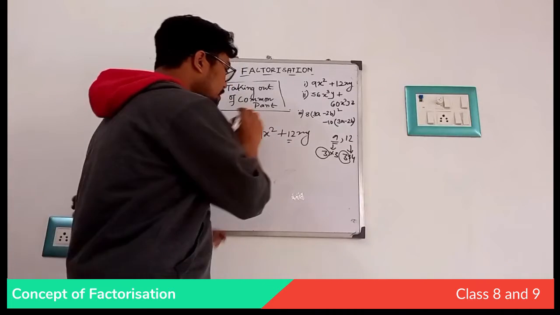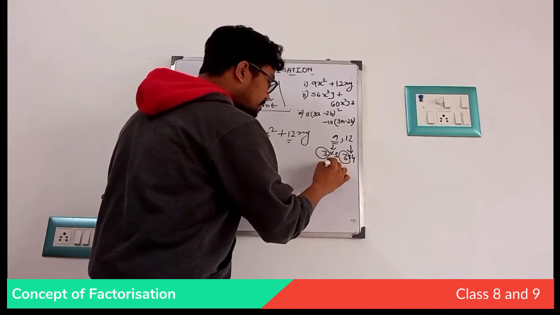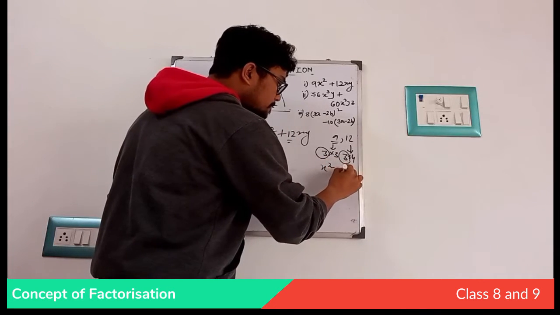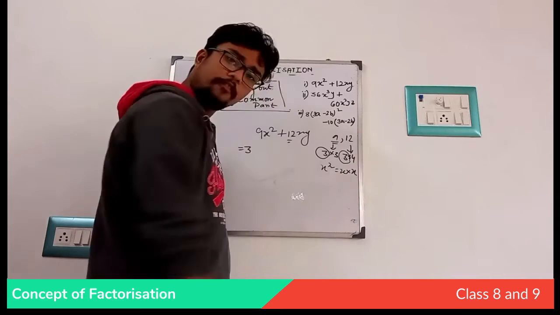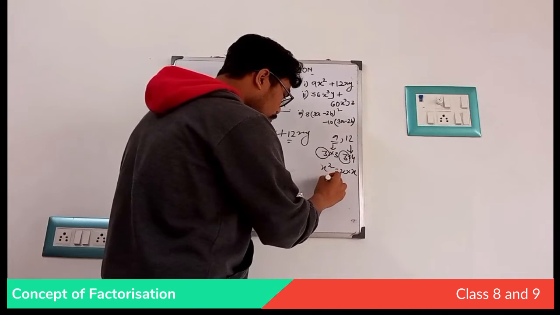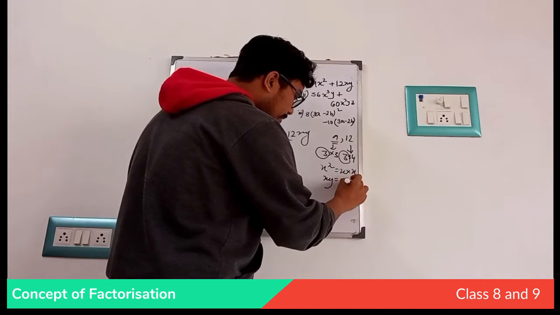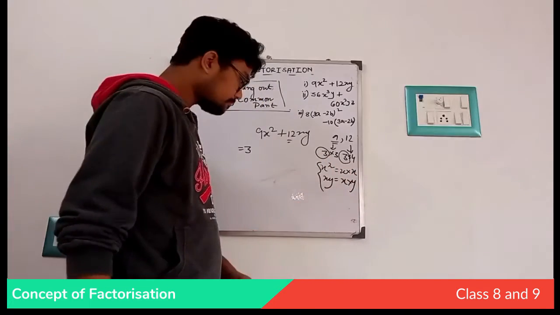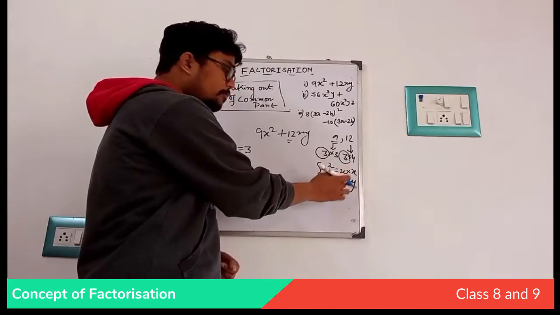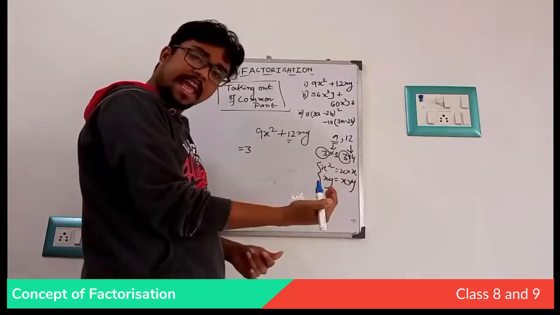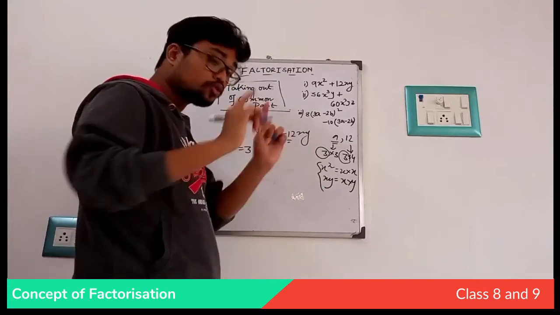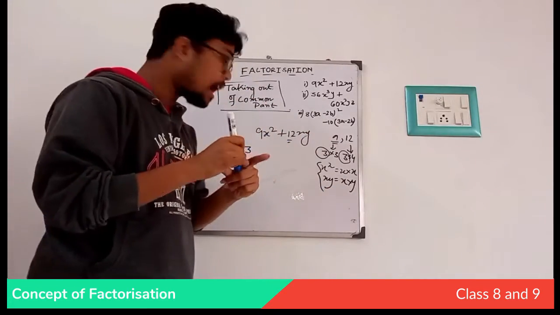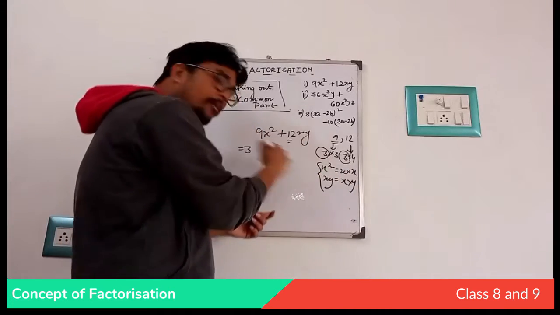Next, x square can be written as x into x, and xy can be written as x into y. So between these, x is a common term. So we can take out the x from these terms. So finally, we are taking out 3 and x from both terms.